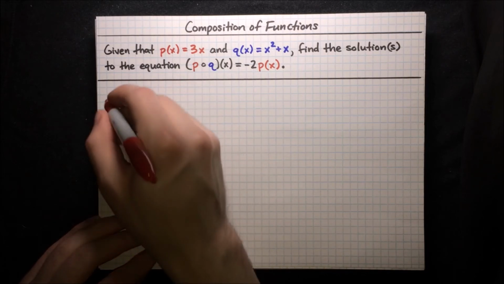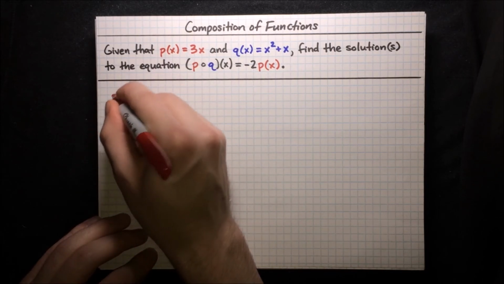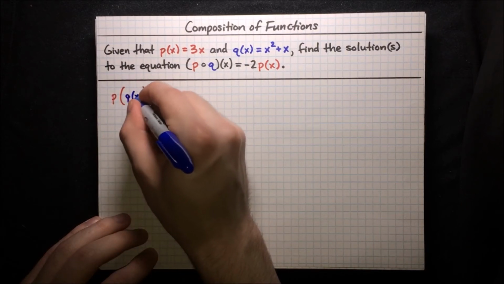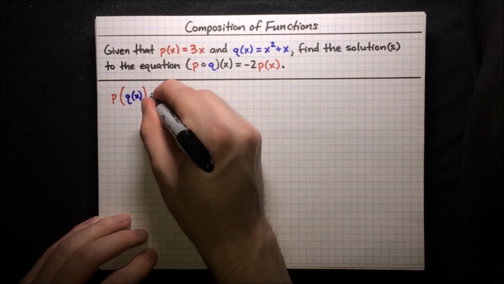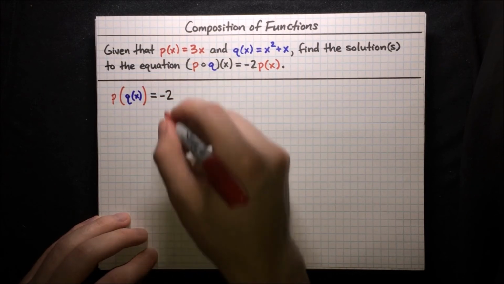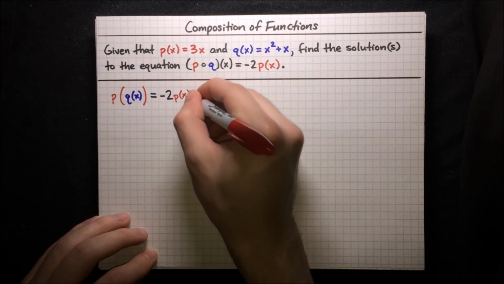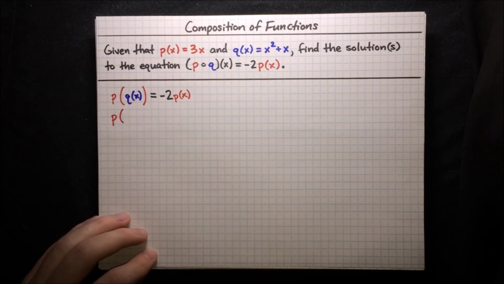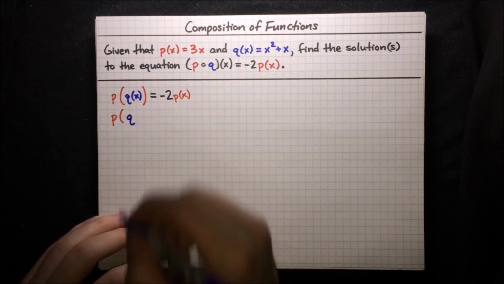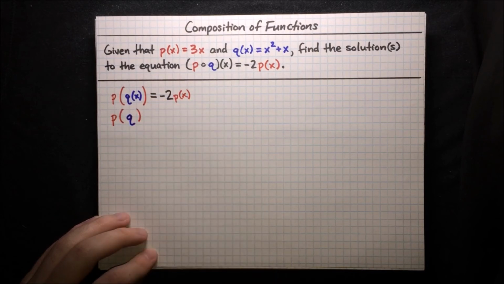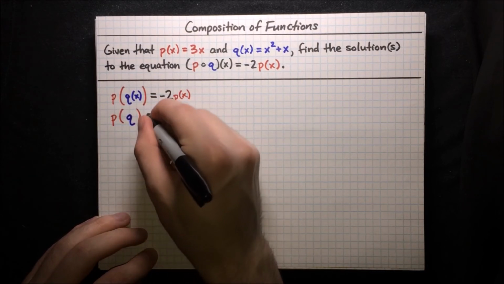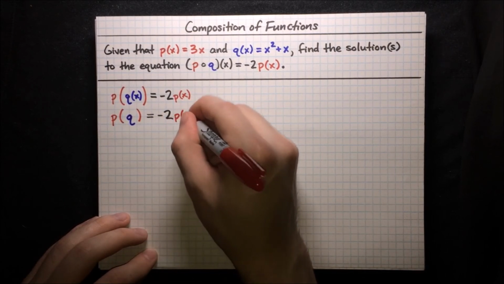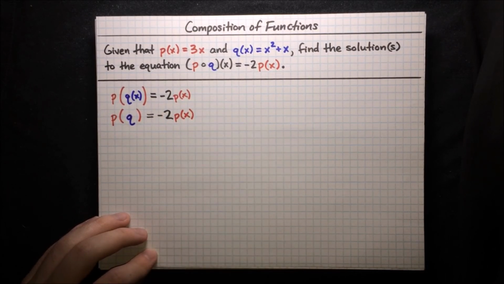So first of all, p of q of x means quite literally p of q of x. And that's equal to negative 2 times p of x. To make this nice and simple, instead of writing q of x, we'll just write q. That way it's just like a single letter that we have to plug into p. So p of q is equal to negative 2 times p of x.